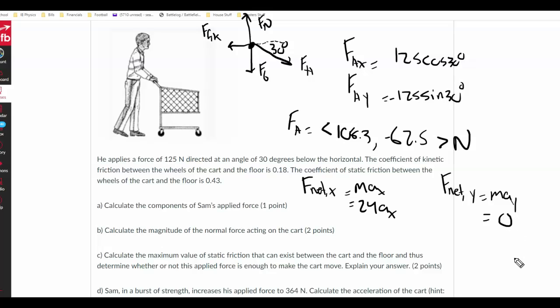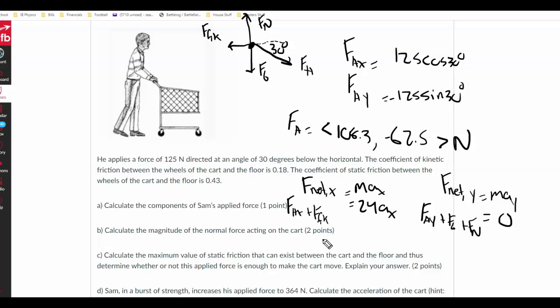And then step 3, you write down the sum of the forces before you plug in any numbers. So in the y direction, we have Fay plus Fg plus Fn. And in the x direction, we have Fax plus FFK.